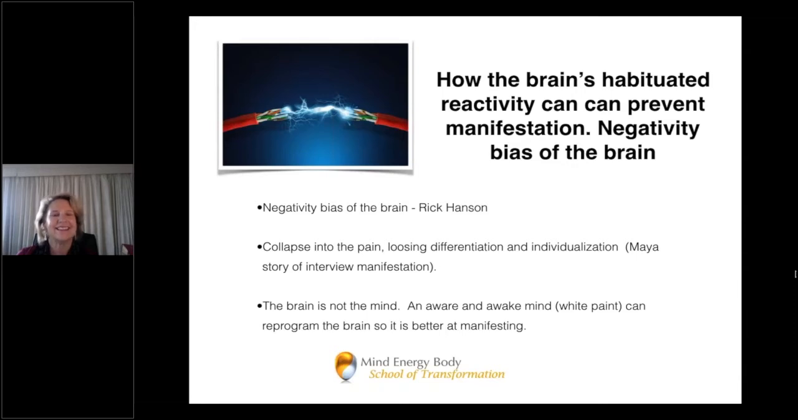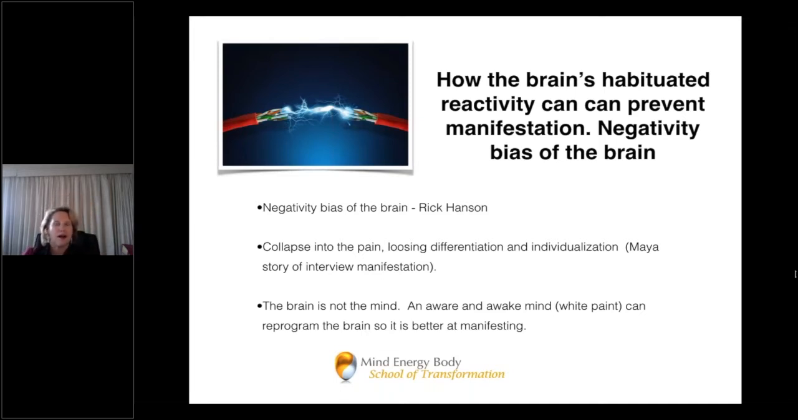That makes sense? So the brain is not the mind. The brain will go to a lower vibration. It just will. It's that caveman brain. But it's not the mind. It's not your sense of self. If your mind is vibrating at the level of your core being, your true essence, the mind can come in and rewire the brain. We're going to talk more about that.